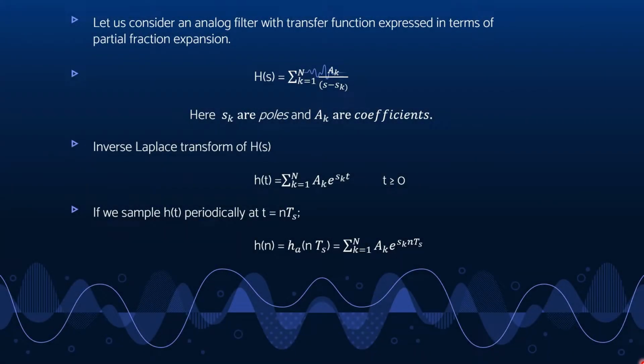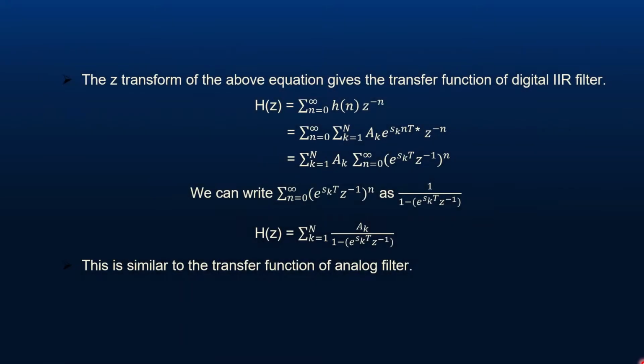Let us consider an analog filter with transfer function expressed in terms of partial fraction expansion. H(s) is the summation of k from 1 to N of Ak/(s - sk), where sk are poles and Ak are coefficients of the transfer function. The inverse Laplace transform of H(s) gives h(t) equals the summation of k from 1 to N of Ak e^(sk t). If we sample h(t) periodically at t = nTs, h(n) is the summation of k from 1 to N of Ak e^(sk nTs).